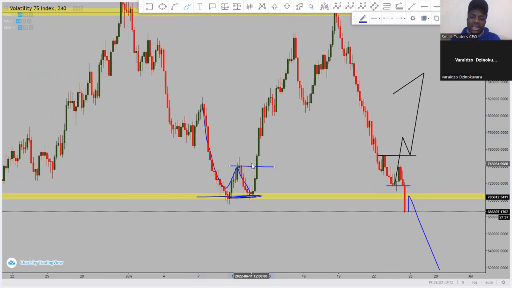Definitely one could have even entered after the break here. Then your stop loss just below, depending on a smaller time frame entry. The bullish confirmation was there.